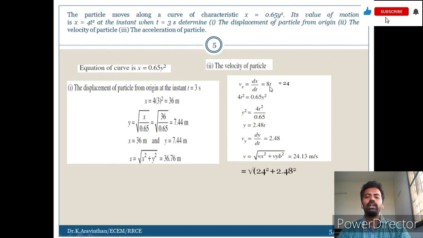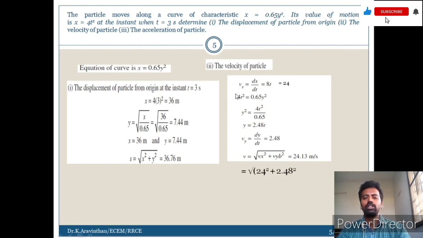And here time is 3 seconds. So 3 into 8 is 24. Now you have identified the velocity along the x direction is 24 meter per second, and you have to find Vy. To find the Vy, you have to substitute the velocity component along with the equation.